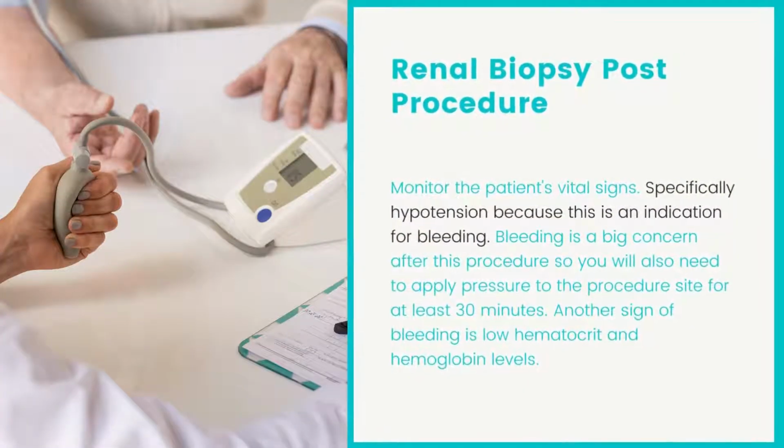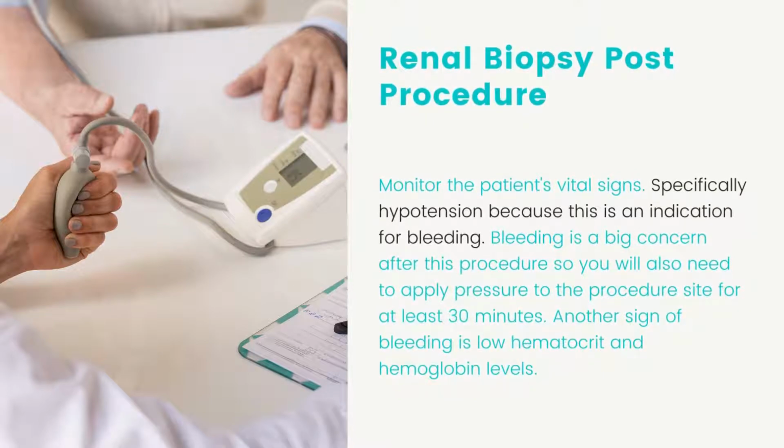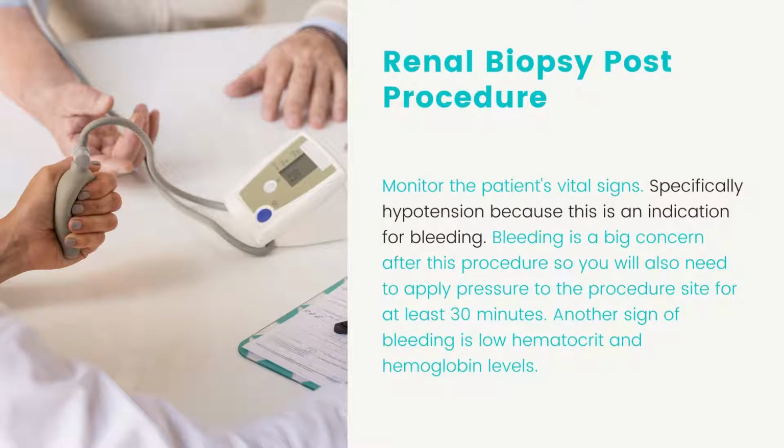Renal biopsy post-procedure. Always after a procedure, the first action is to monitor the patient's vital signs, specifically hypertension, because this is an indication for bleeding. Bleeding is a big concern after this procedure, so you will also need to apply pressure to the procedure site for at least 30 minutes. Another sign of bleeding is low hematocrit and hemoglobin levels.